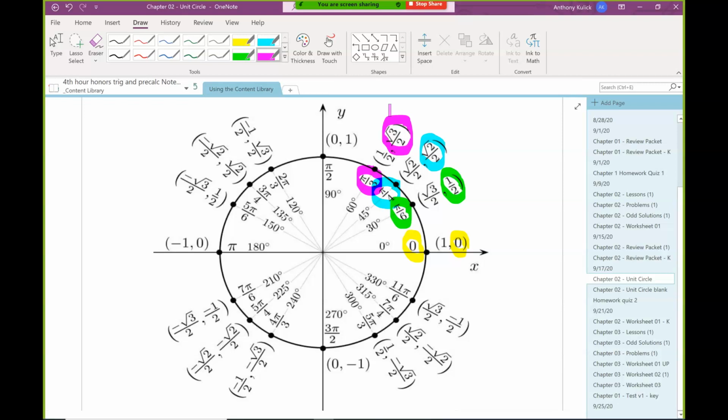Now, it turns out that we can get a pretty good picture by not using all of these points. So we're actually going to drop all of these guys in the middle, and we're just going to use these, what we'll call quadrantal angles.